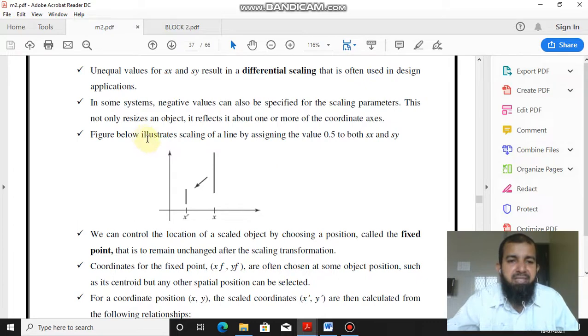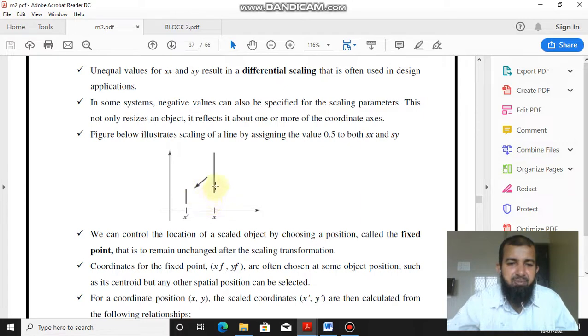The figure below illustrates scaling of a line by assigning the value 0.5 to both sx and sy. This is the line. If you assign 0.5 to both sx and sy, in both directions, it gets reduced. From here to here in the x direction it is reduced to half. In the y direction also. This is the original line, and after scaling to half, it reduces here.